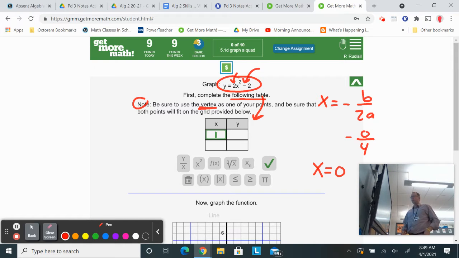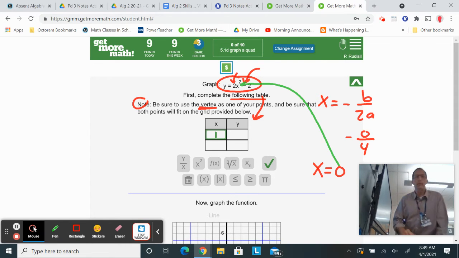So I'm going to tap in a 0 for my x. Now, what's the y output when I put in a 0 where the x is? So I put a 0 where the x is. 0 squared is 0. 0 times 2 is 0. And 0 minus 2 is negative 2. So I know that one of my points, x has to be 0. And the output is negative 2. And that will be the vertex. That will be the place where the parabola curves.